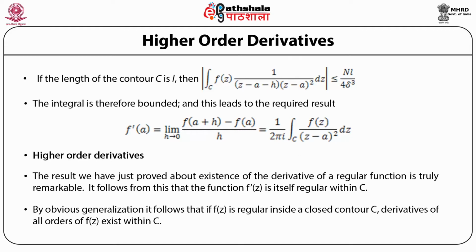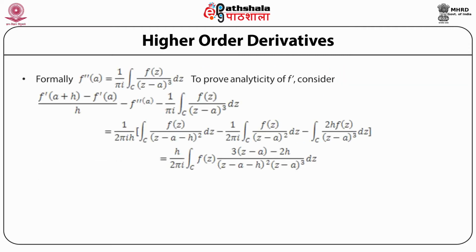The results we have just proved above, the existence of the derivative of a regular function, is truly remarkable. It follows from this that the function f dash z is itself regular within C. By obvious generalization, if f(z) is regular inside a closed contour C, derivatives of all orders of f(z) exist within C. Formally, f double dash a is equal to 1 divided by pi i into the integral over C of f(z) divided by (z minus a) whole cube dz.